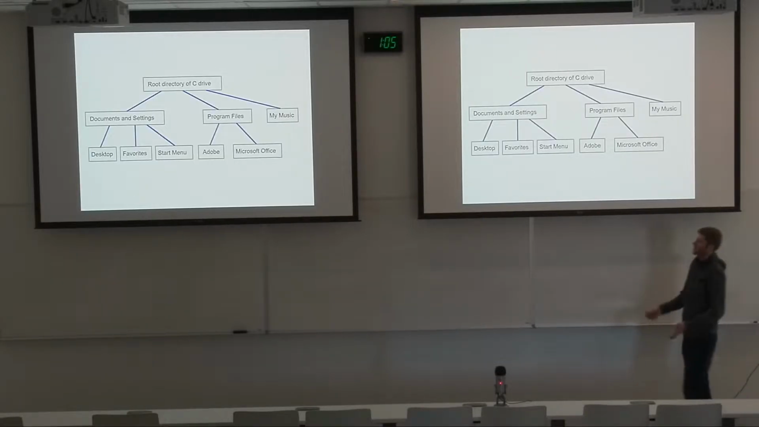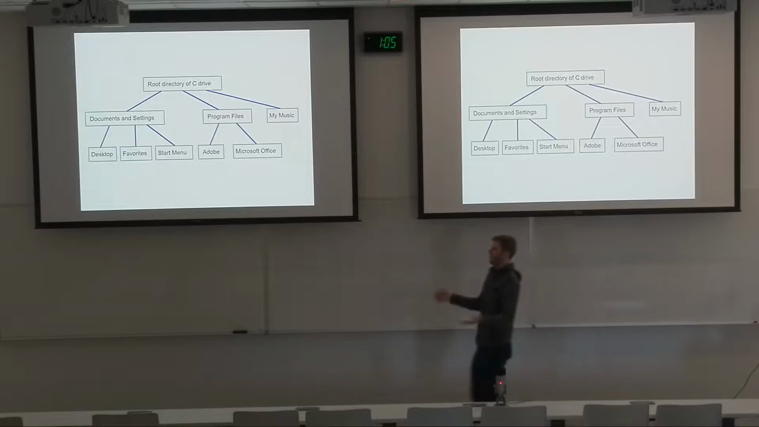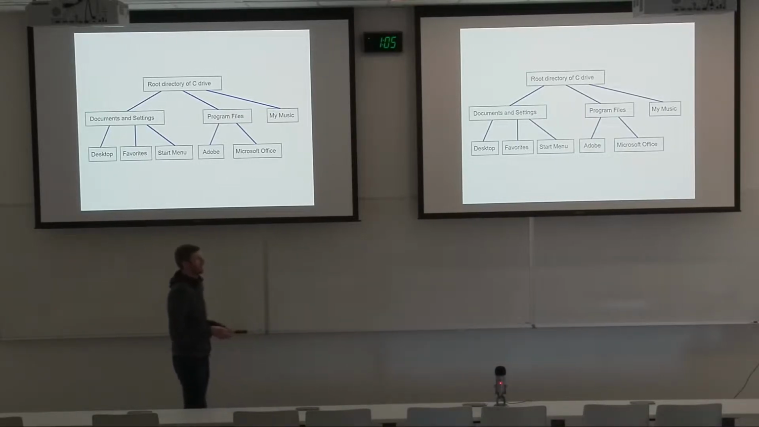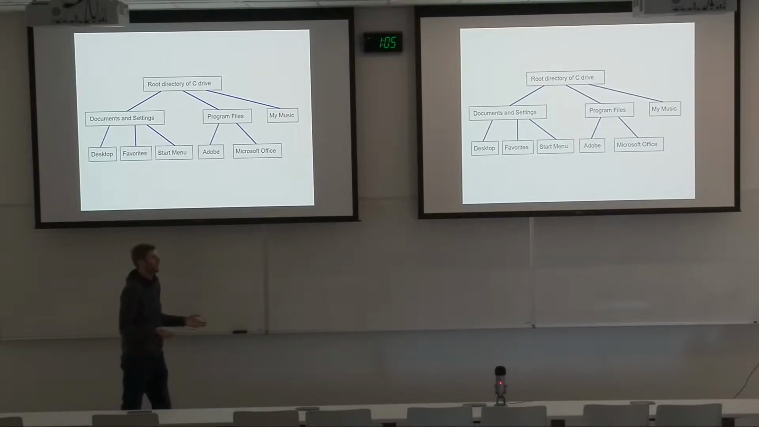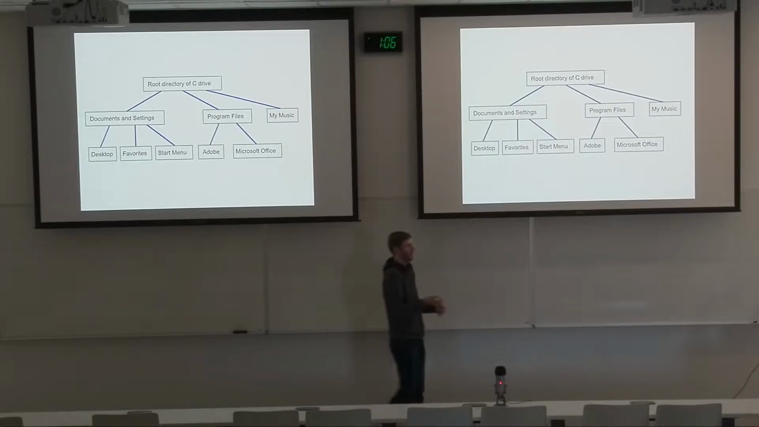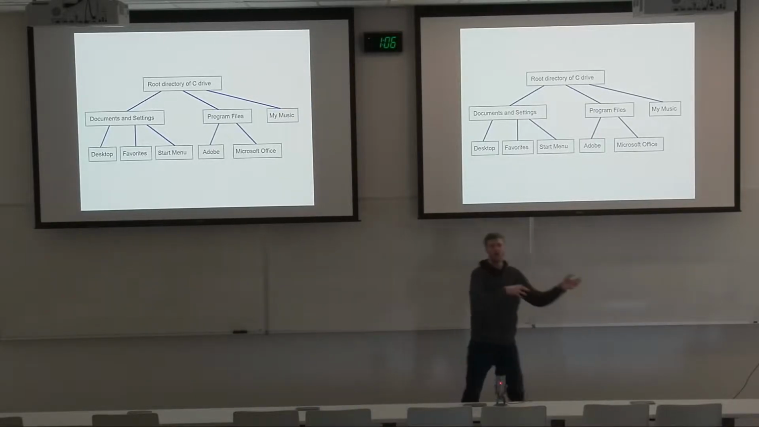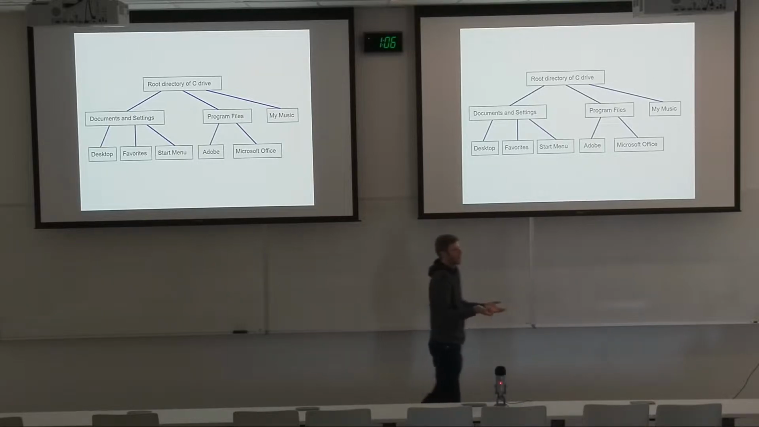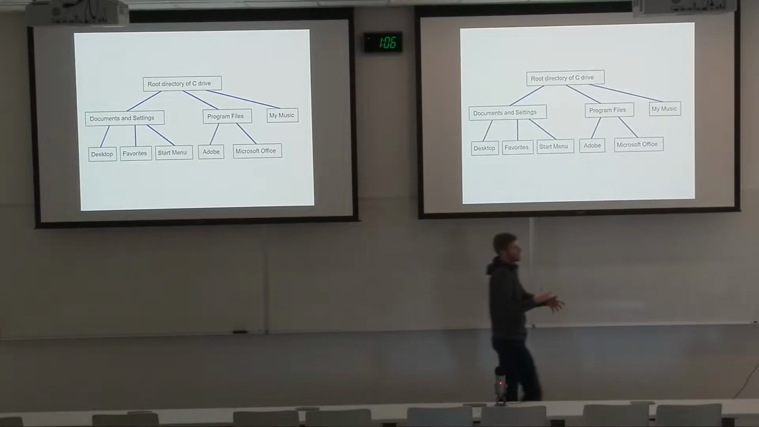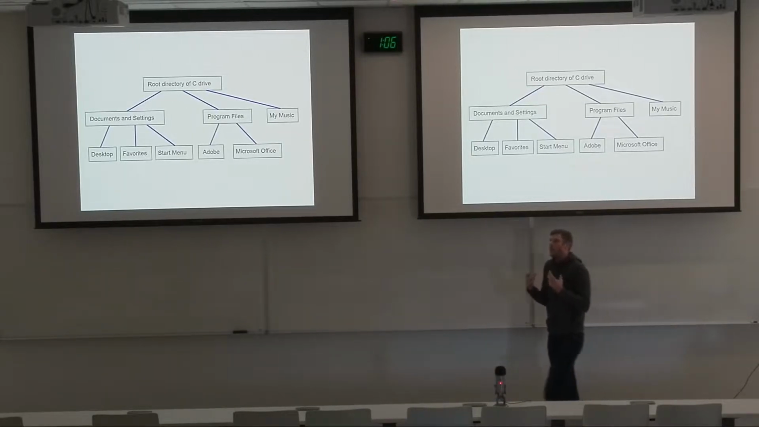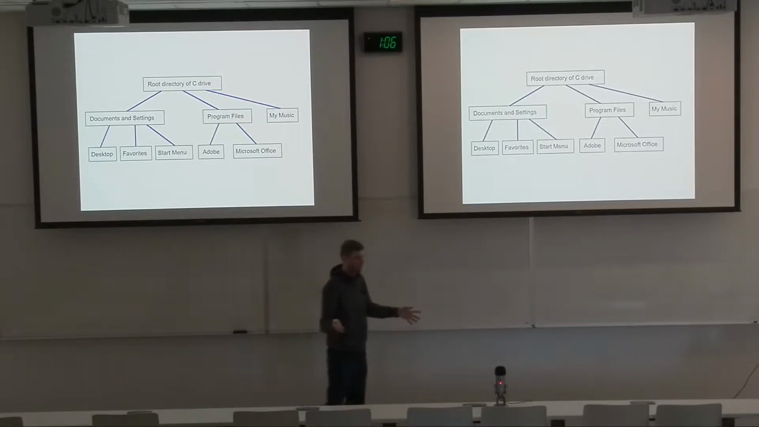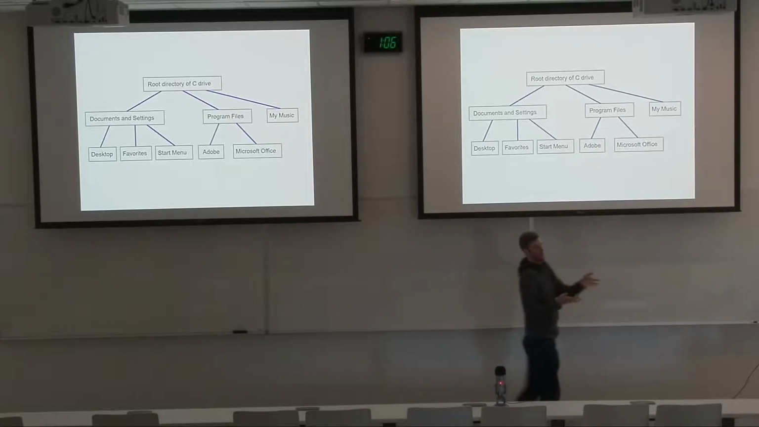So here's a silly example of a file system on someone's computer. At the top, we've got their C drive. And then they might have a folder under there called Documents and Settings, maybe another one called Program Files, and then My Music. But under Documents and Settings, we've also got Desktop, Favorites, Start Menu, and so on. The point of this data structure is a way to conceptualize and hold on to information. We're using it for us to keep track of things the way we like.